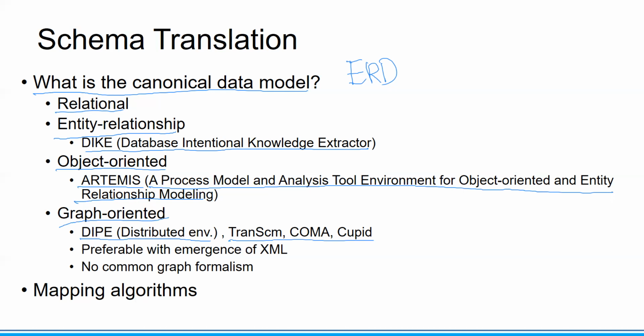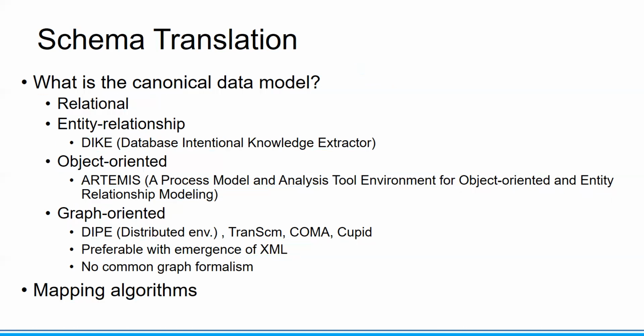And the graph oriented are preferable using the XML. Because they are using the XML, there is no common graph formalism, because the canonical data model really depends on data, but they can also use the graph in order to translate the schema. Some other works are creating the mapping algorithms to deal with this schema translation.